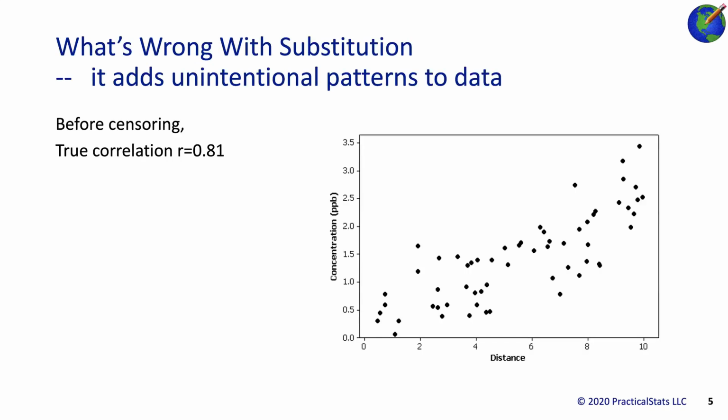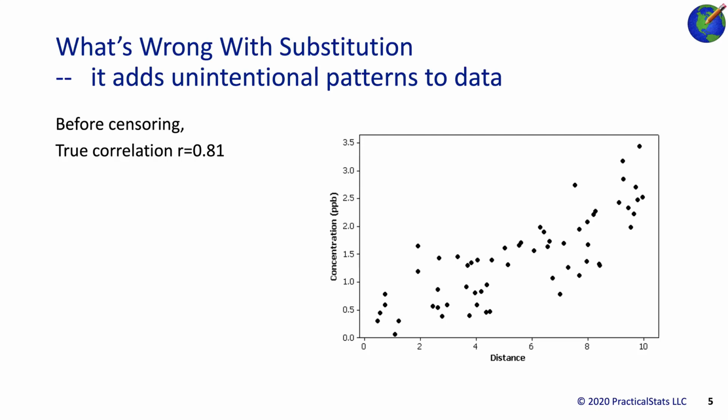All right, so what's wrong with substituting a number like 1/2 the detection limit, or the detection limit, or 0, or anywhere in between 0 and 1 times the detection limit? What's wrong? It adds an unintentional, artificial pattern to the data.